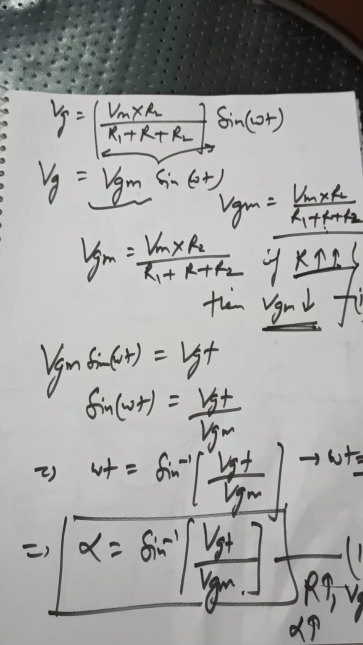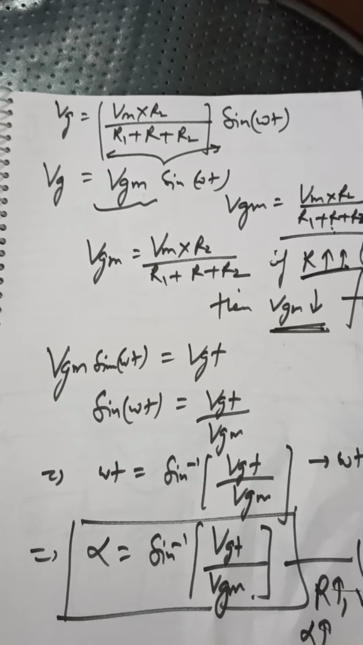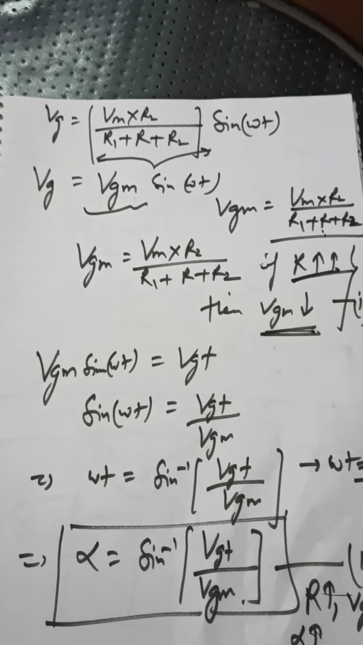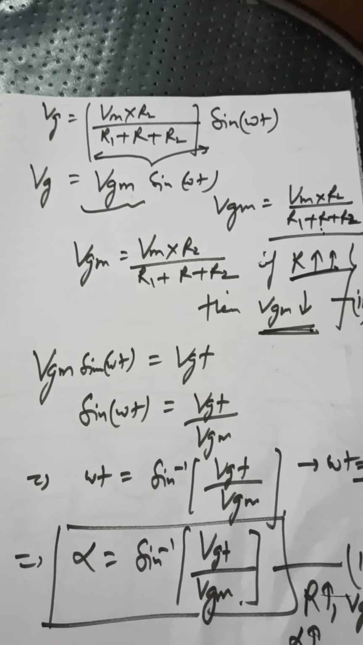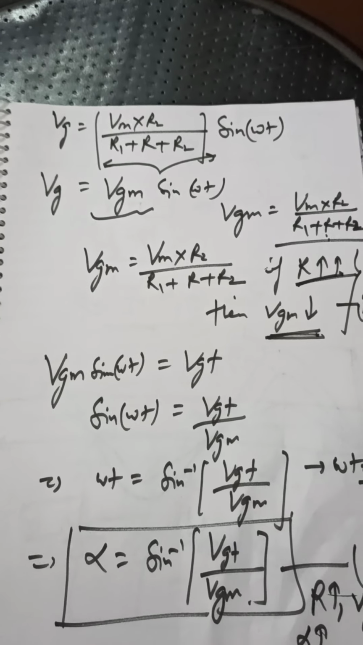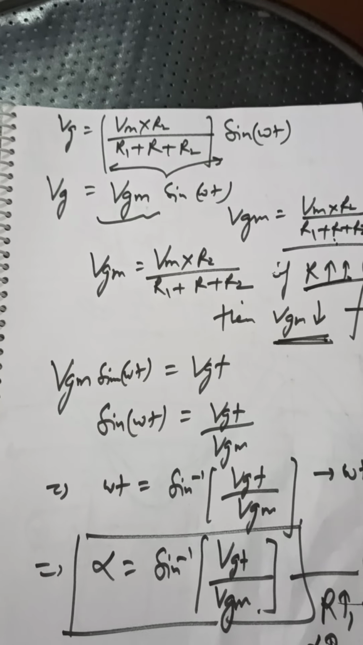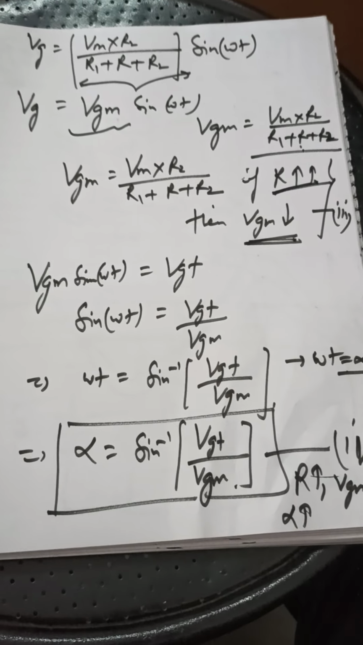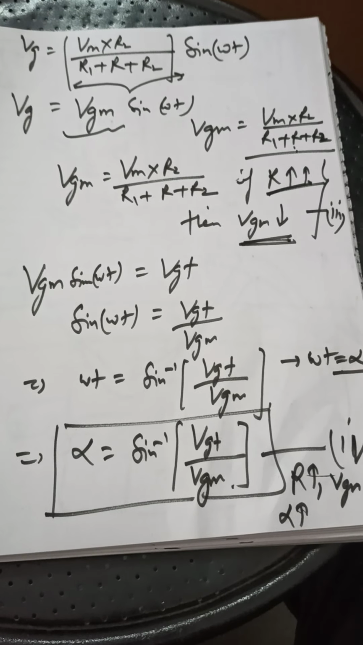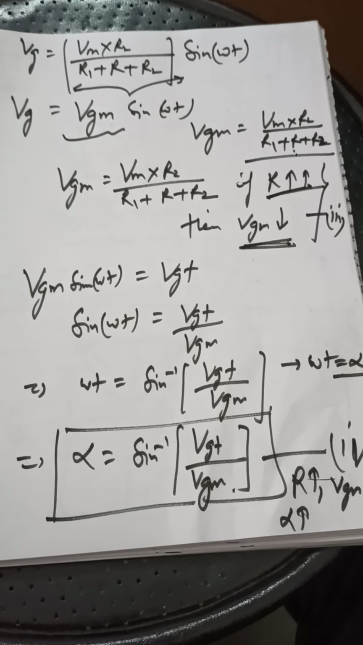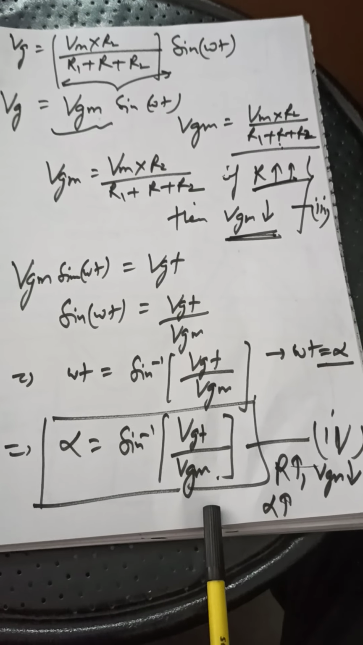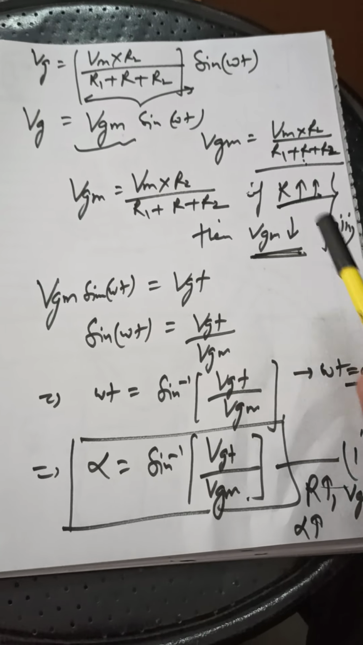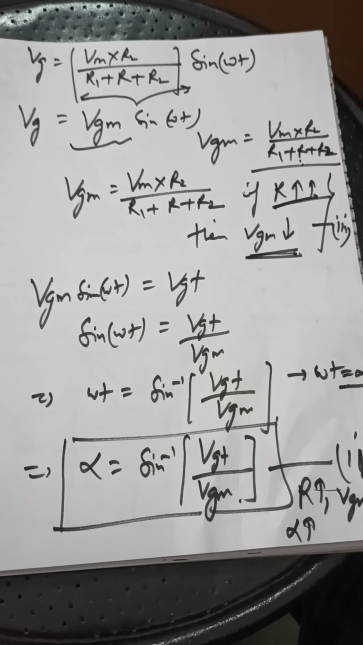So the conclusion can be drawn that as we lower the variable resistance R, the voltage VG will increase. So we lower R, VG is going to increase, it is going to approach VGT, and we get the desired alpha. Okay, so have a look at this. As alpha is sine inverse VGT by VGM, we can easily conclude that as R increases, VGM decreases. It's evident. So it is bound to decrease.